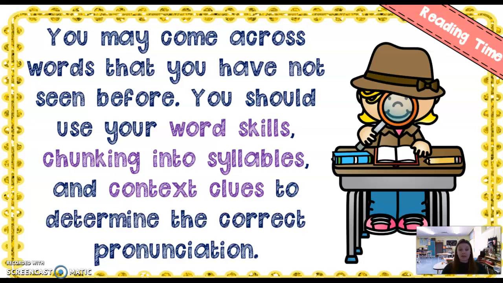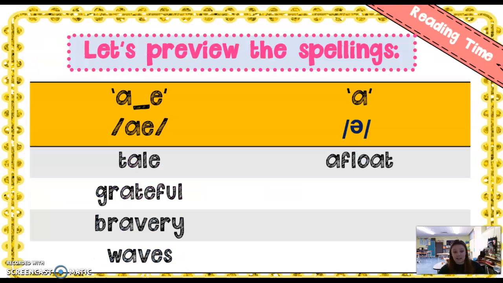We will probably come across words that you haven't seen before, but you have lots of knowledge inside your brain to help you with that. You can use your word skills, as in the sounds and spellings that we've practiced from our consonant flip chart and our vowel flip chart. You can chunk into syllables, and you can also use your context clues, or use the sentence, to help you figure out the meaning and to determine your correct pronunciation.